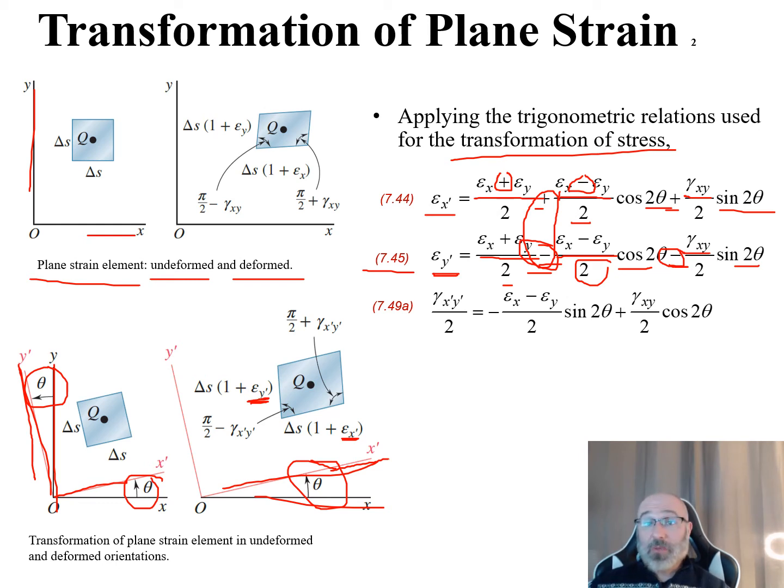The last relationship we're going to take a look at is our equation 7.49a. We're looking for our gamma x prime y prime. So gamma x prime y prime divided by 2 is going to be equal to negative epsilon x minus epsilon y over 2 times our sine of 2 theta, plus our gamma xy over 2 times the cosine of 2 theta.